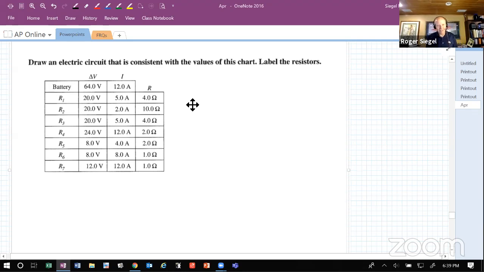This is the voltage drop, current, and resistance chart. And we can see that we've got every resistor, and then we've got the battery. And they also give us the current through the battery, which is pretty useful. Now, I just want you to look at this for a minute and see, do you see any patterns? How could we start? So I'll shut up for a minute.